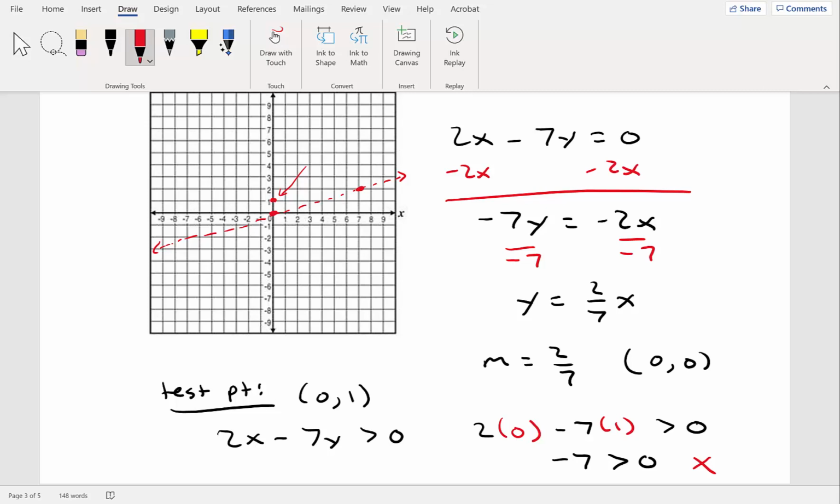So since my test point was on the top part of that line, this is where my test point was right here, and it gave me a statement that's not true, I have to shade in the other side right over here. And now we have our graph.